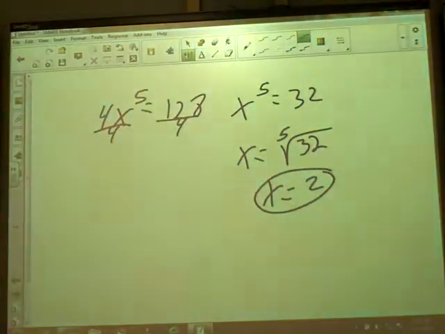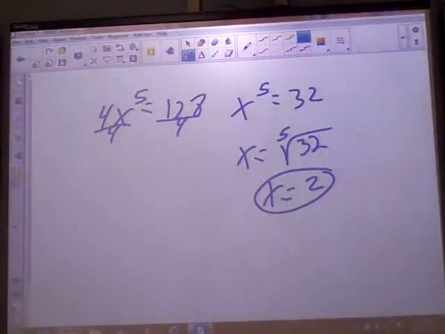Think about it. If you multiply something by itself 5 times and it's 32, it's got to be a small number. So 1 to the 5th is 1, 1, 1, 1, and 1. So then 2 to the 5th: 2 times 2 is 4, times 2 is 8, times 2 is 16, times 2 is 32.